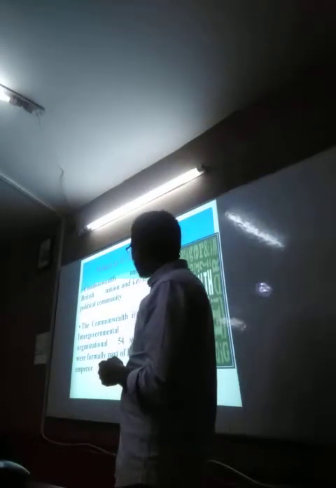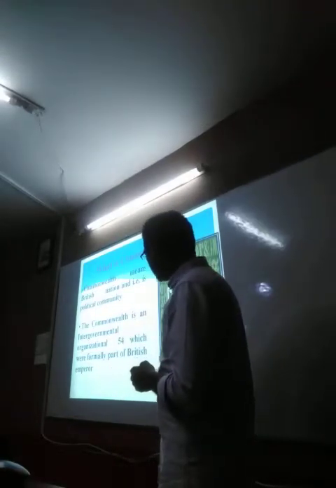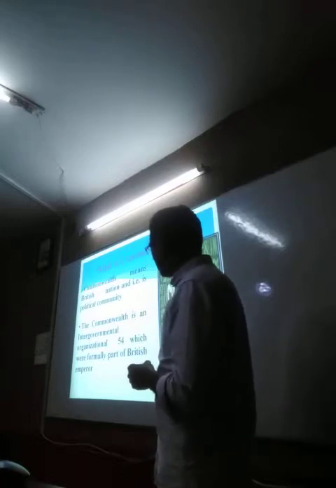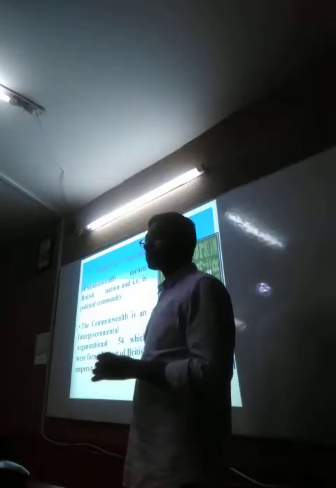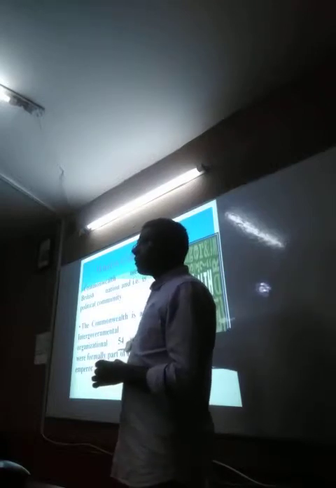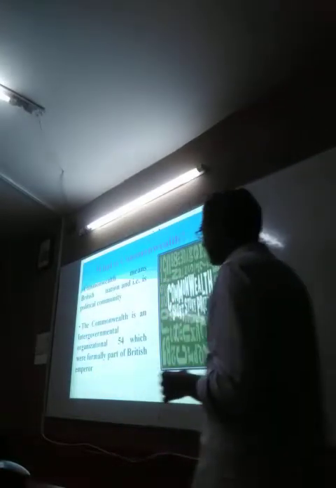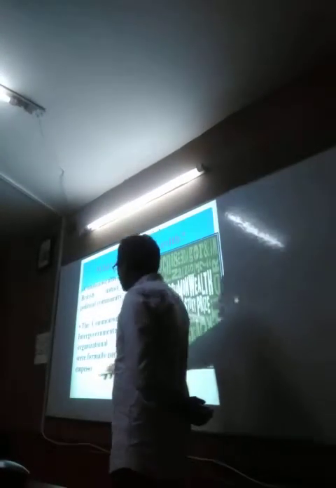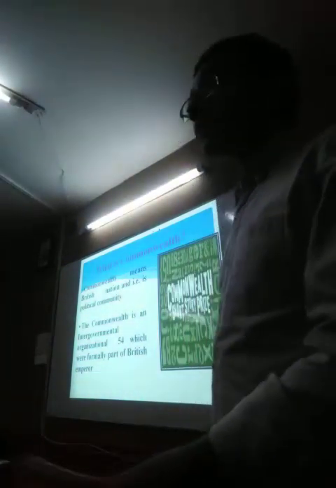And the Commonwealth is an intergovernmental organization of 54 countries, which were formerly part of the British Empire. You have seen how many nations are involved in the Commonwealth. There are 54. Remember that 53 were ruled by the British, and 54 because Britain is there. Still now the concept of Commonwealth is that they were formerly part of the British Empire. Who is still the chief? The British king or queen.